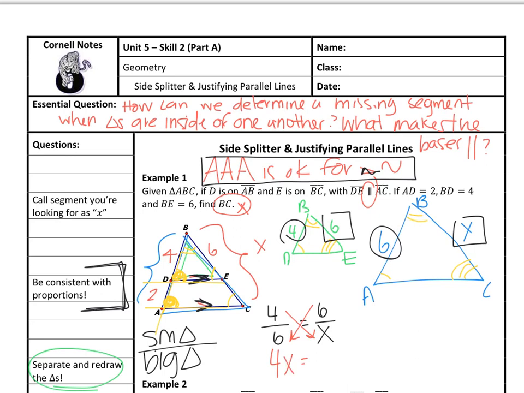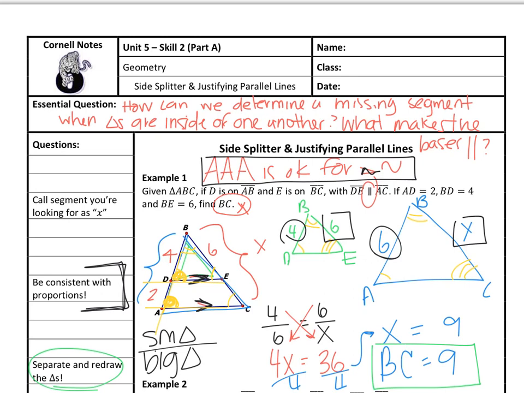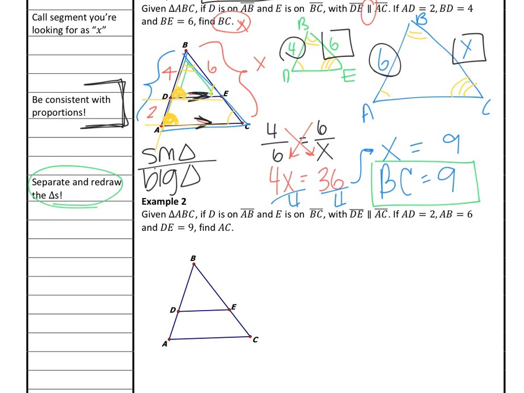4X equals 36. Then you're dividing to get X by itself. This is a nice simple one. So X equals 9. Or in other words, BC equals 9, because remember that was what we were trying to solve for. Okay, so first step, separate and redraw the triangles, relabel them, and then set up a proportion. Go ahead and start example 2.